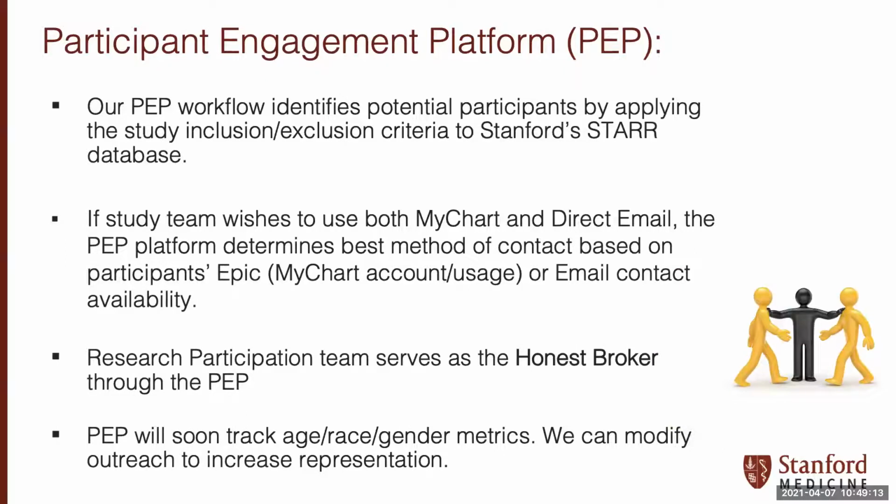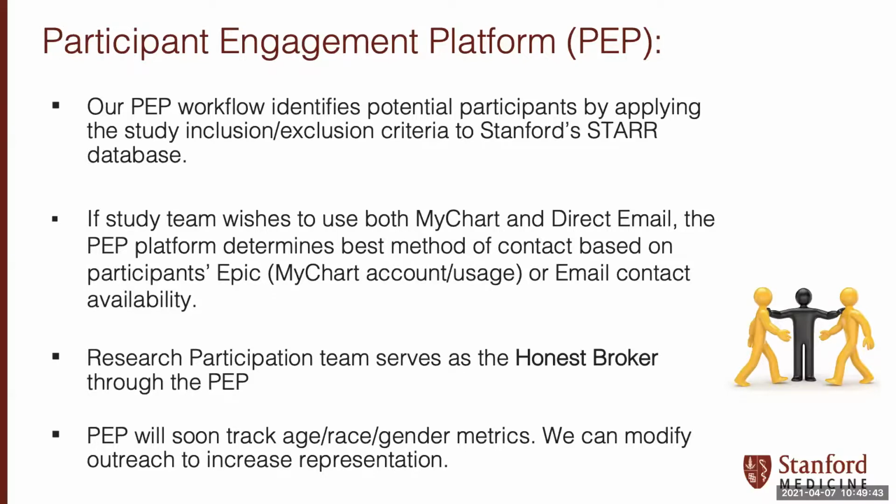So on to our participant engagement platform. We're identifying potential participants based on your inclusion-exclusion criteria and pulling from the STAR database. Again, we want to be able to expand to other databases. And we have MyChart and direct email. And if your study is eligible for both, PEP actually determines for each potential participant what is the best method of contact for them based on MyChart usage and their email address on file.